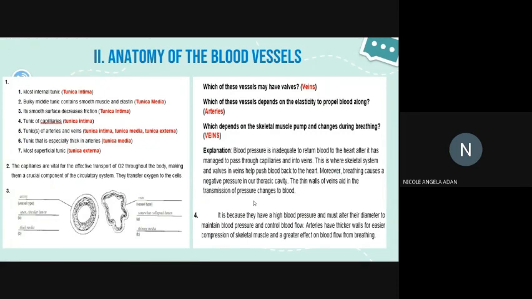Number 6, tunic that is especially thick in arteries. The answer is tunica media. Number 7, the most superficial tunic is the tunica externa.